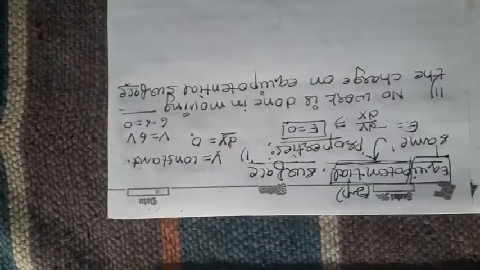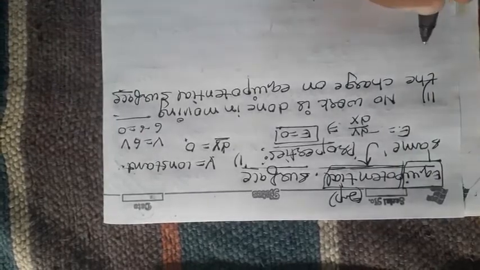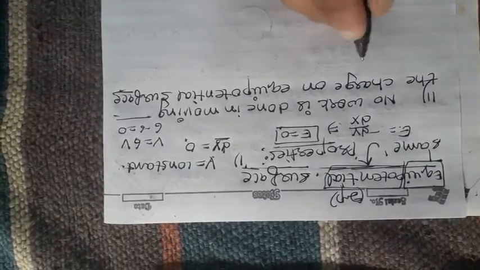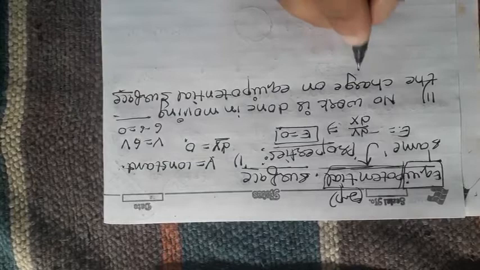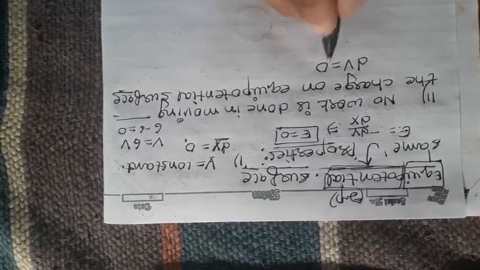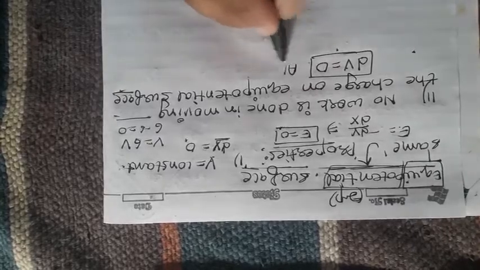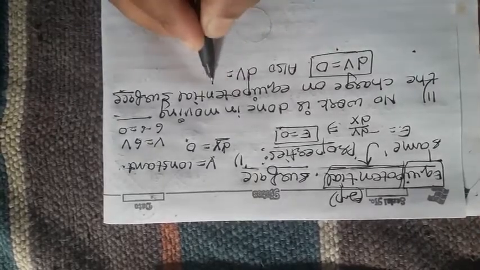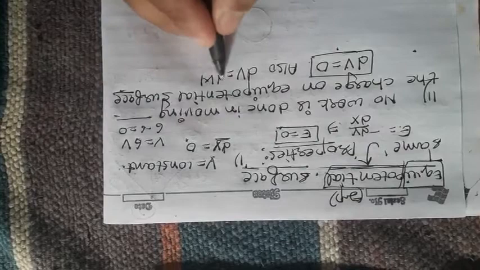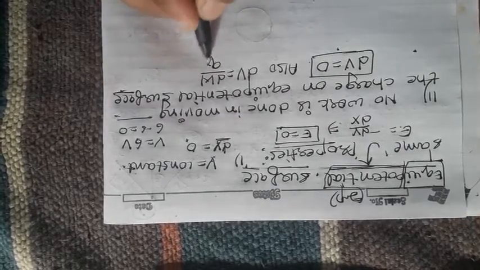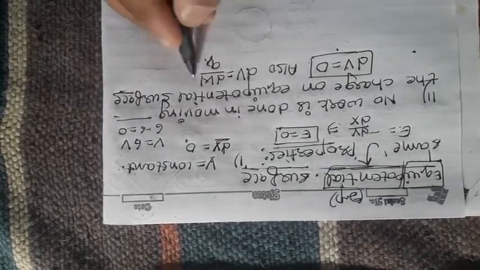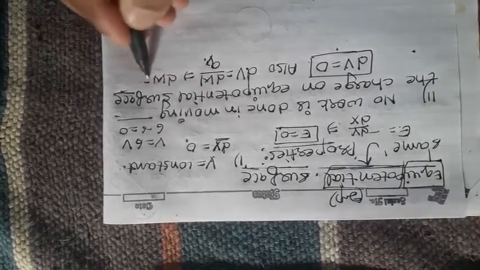No work is done in moving the charge on an equipotential surface. Why? I will prove it. We proved that on an equipotential surface dV is 0 because V is constant, and also we define potential as the work done in moving the charge divided by that charge. If dV is 0, it means that the work done will also be 0.